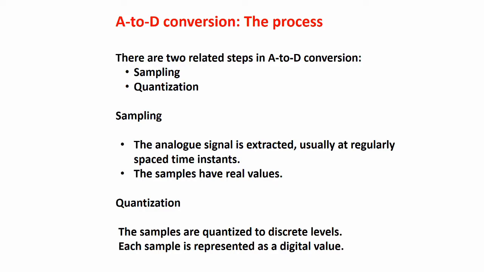So the analog signal is extracted usually at a regularly spaced time interval, because most of the time we use uniform sampling. There are other forms of sampling, but we don't bother about it right now. And these samples have real values. I already told you that it is 1T, 2T, 3T, 4T and like that. And in quantization, the samples are quantized to the discrete levels. Each sample is represented by a digital value. For example, 2 is represented by 1 0, 3 is represented by 1 1, 4 is represented by 1 0 0 and like that.